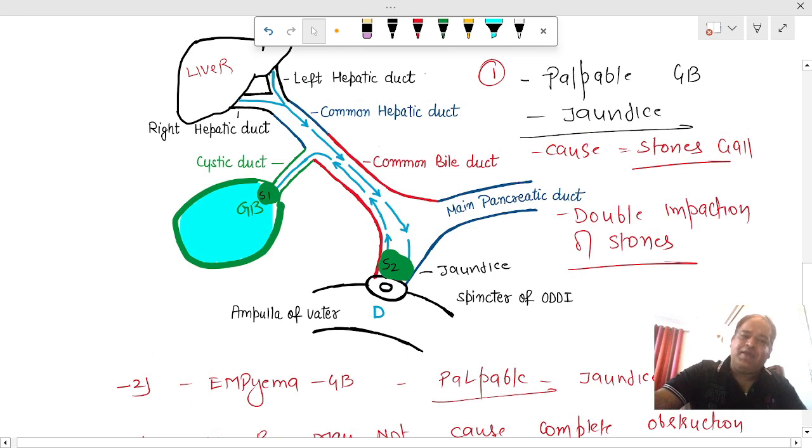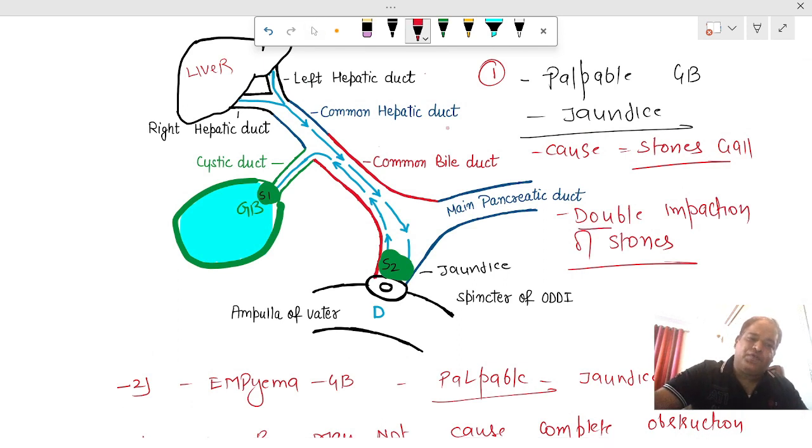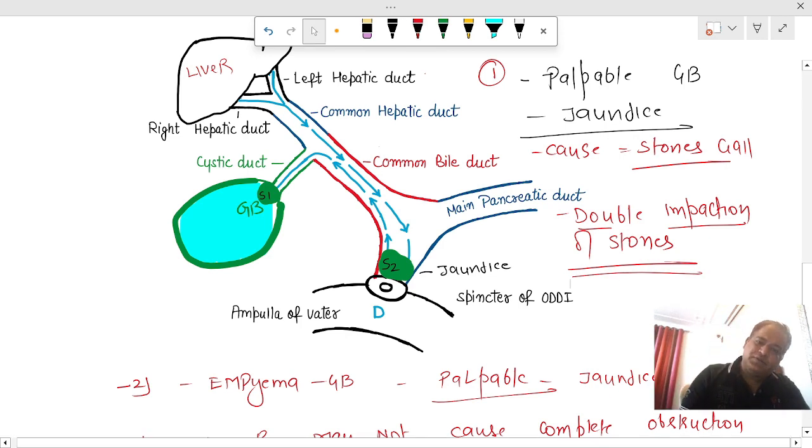Fine. So the only main exception to the Courvoisier law remains to be double impaction of stones. Right. That was Courvoisier's law.